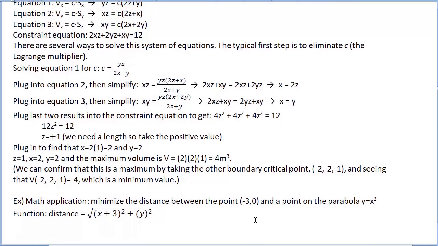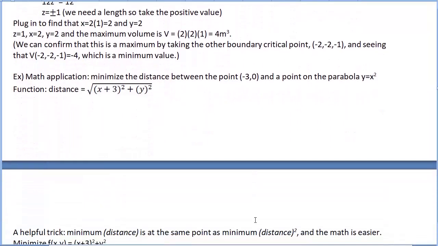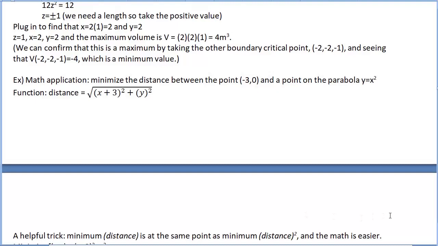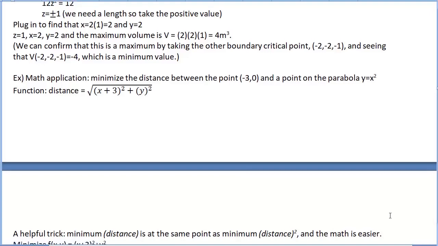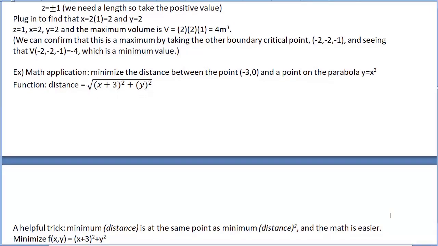So we're going to use a little bit of a trick here. And the helpful trick is that minimizing the distance is exactly the same, or occurs at the same spot, where you minimize the distance squared. And also the math clearly will be easier. Therefore, we're going to minimize the function distance squared, which is f(x, y) equals x plus 3 squared plus y squared. So that's going to happen at the same point, and then just to find the distance, we will plug it into the original distance function at the end.